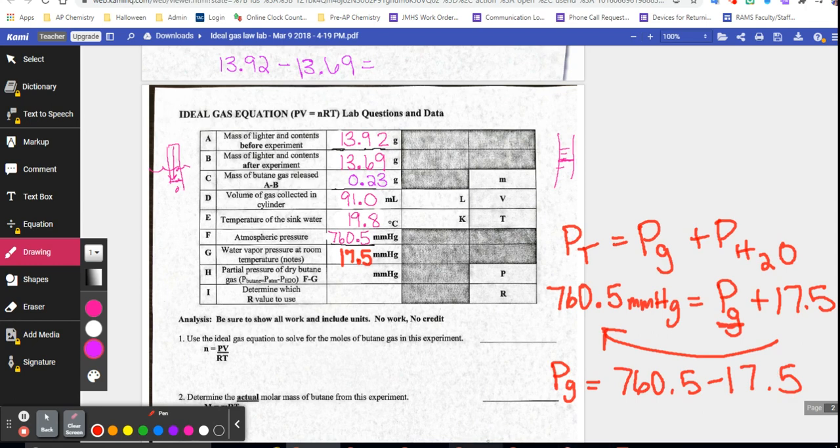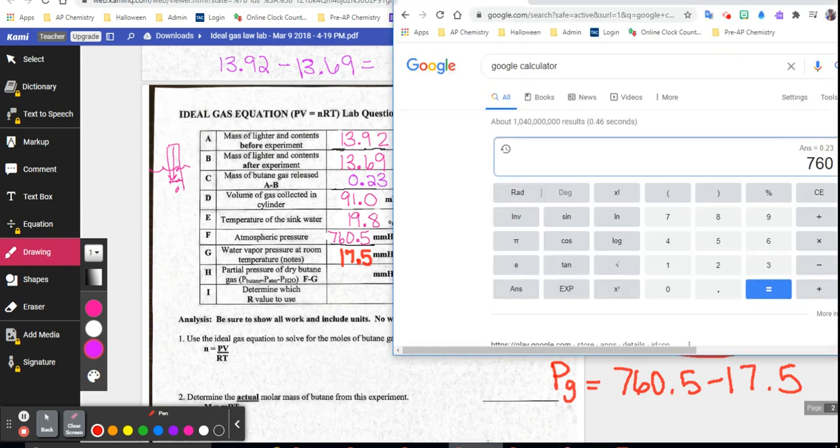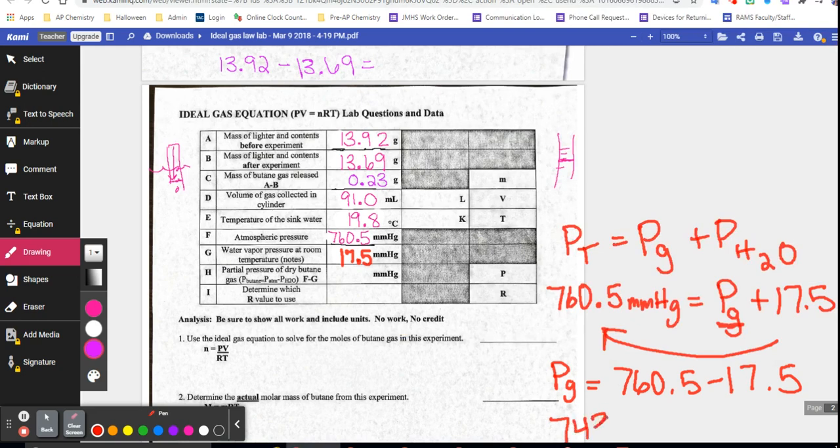So let's go ahead and calculate that and see what we get. 743, and the units are still millimeters of mercury. So we're going to go ahead and put that into our table. Technically, we have 3 significant figures here, but since both of these numbers had a decimal, we do have to put the 0.0, so 743.0.